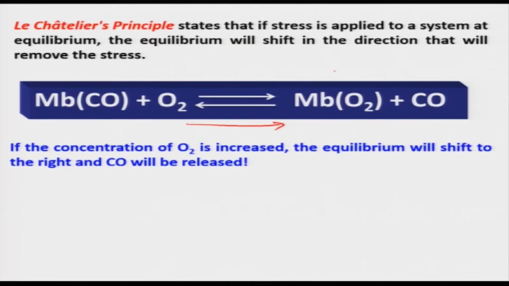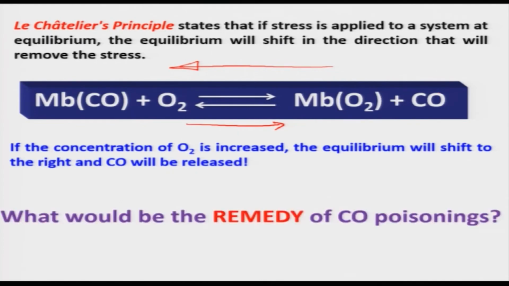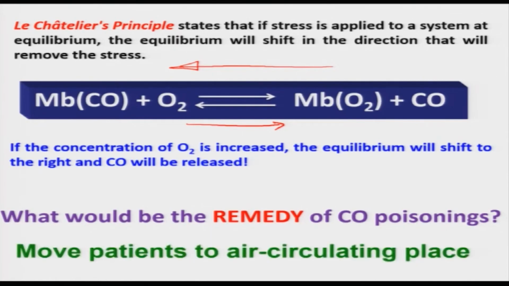Otherwise, normally carbon monoxide binds strongly to the iron center, so the equilibrium would be shifted to the left. So, what would be the remedy of carbon monoxide poisoning? It is simply that you move the patient immediately to an air circulating place where the concentration of oxygen is much higher. So, the equilibrium would be shifted from left to right and the patient would get rid of carbon monoxide poisoning.